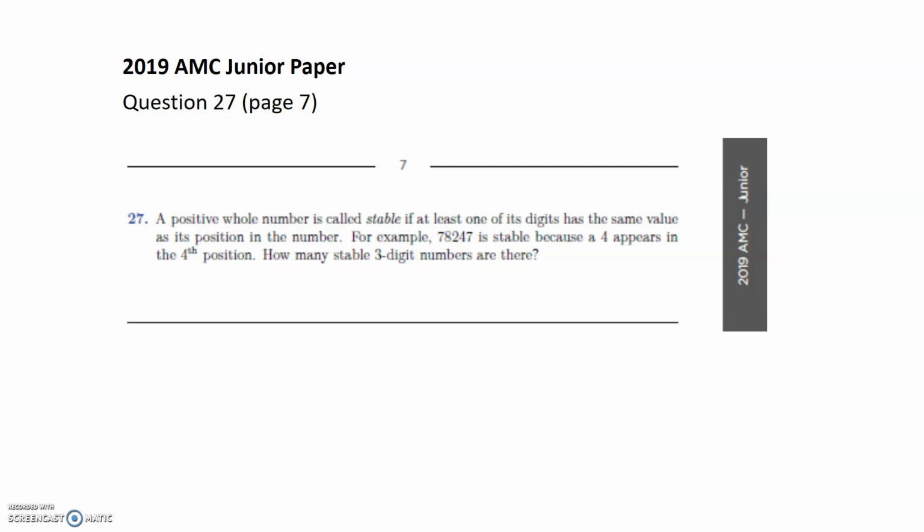It says a positive whole number is called stable if at least one of its digits has the same value as its position in the number. For example, 78,247 is stable because a 4 appears in the 4th position. The question is, how many stable 3-digit numbers are there?